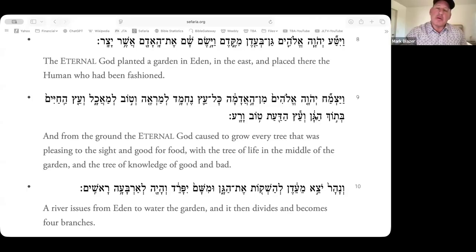So we're in Eden, which is in the east, which is why there's a book called East of Eden, which we're going to actually talk about next week, by John Steinbeck.